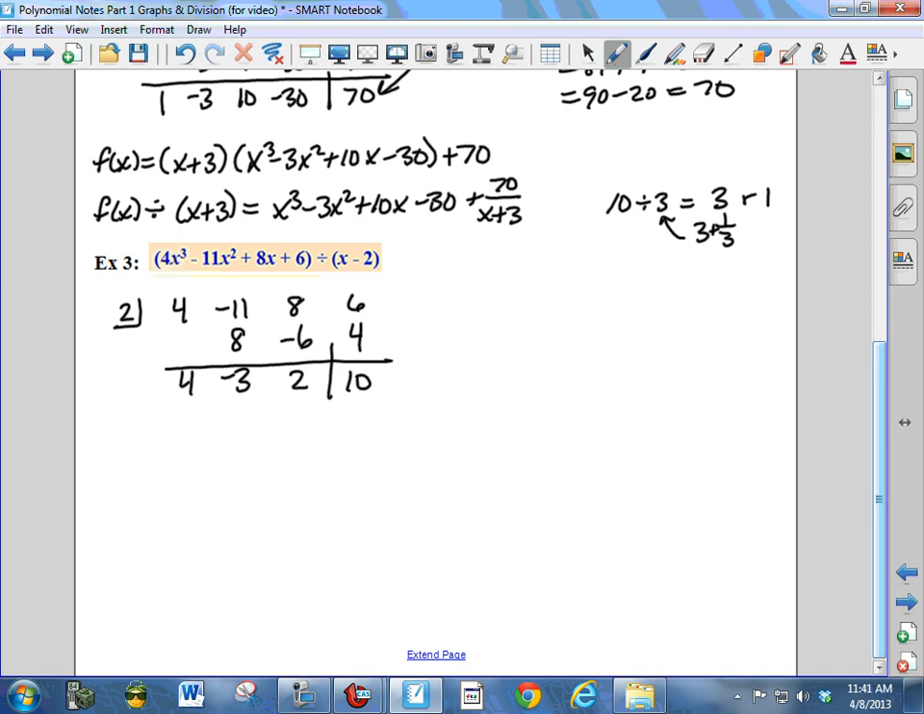So I think you can read the explanation down there about what you need to see, what you got from there. But this is how you do synthetic long division.